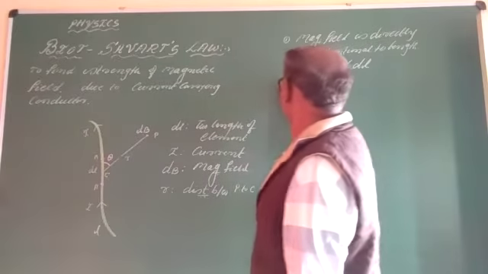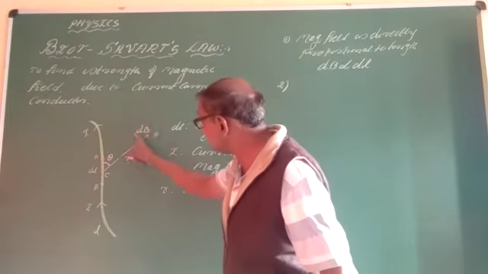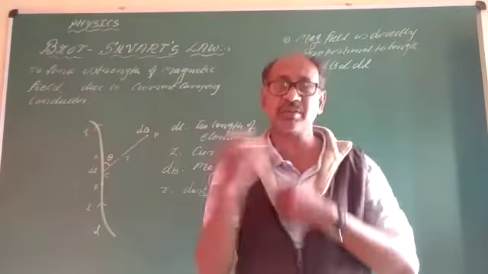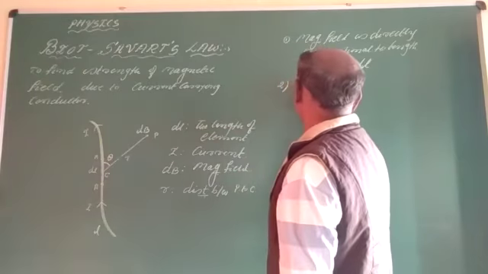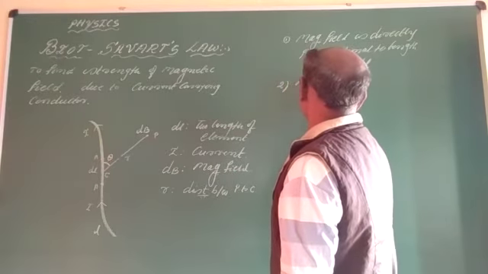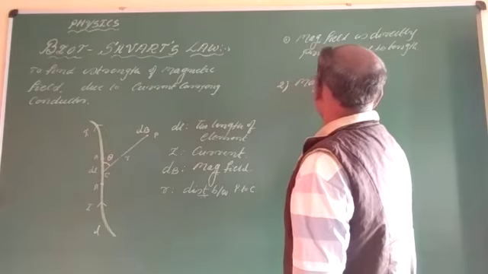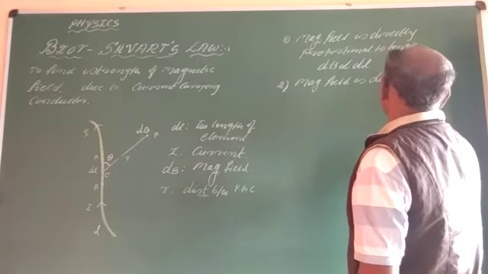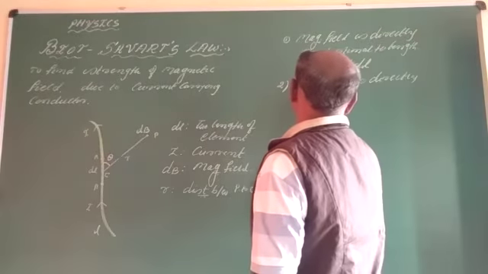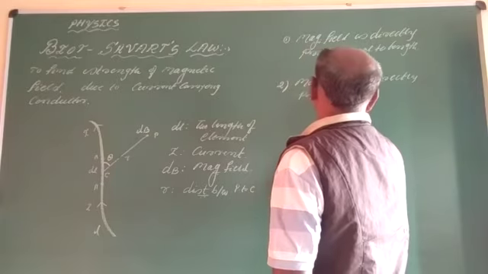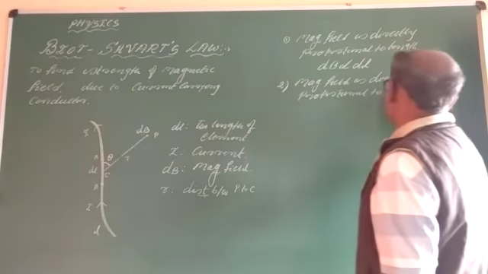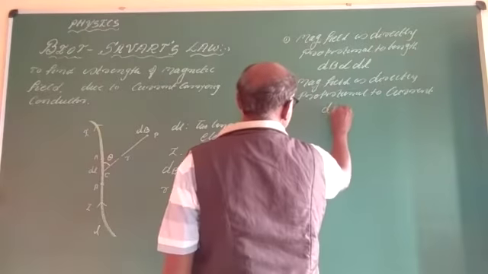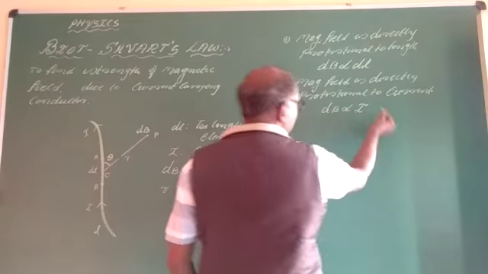Now what is the second thing? This magnetic field is directly proportional to the current. As the current increases, the magnetic field also increases. So the magnetic field is directly proportional to current. Therefore, dB is directly proportional to I.